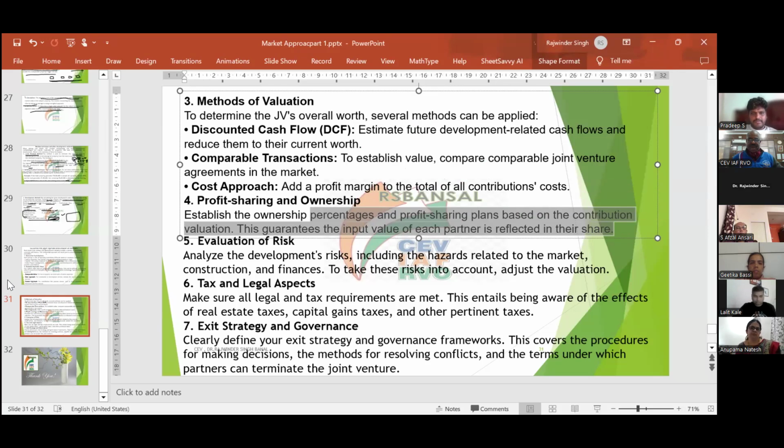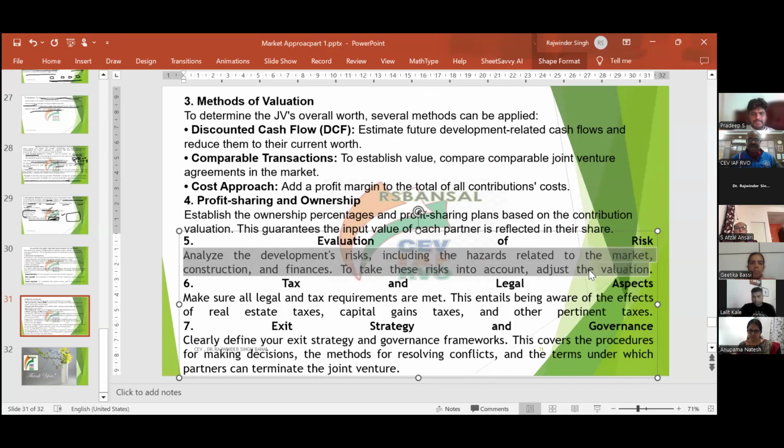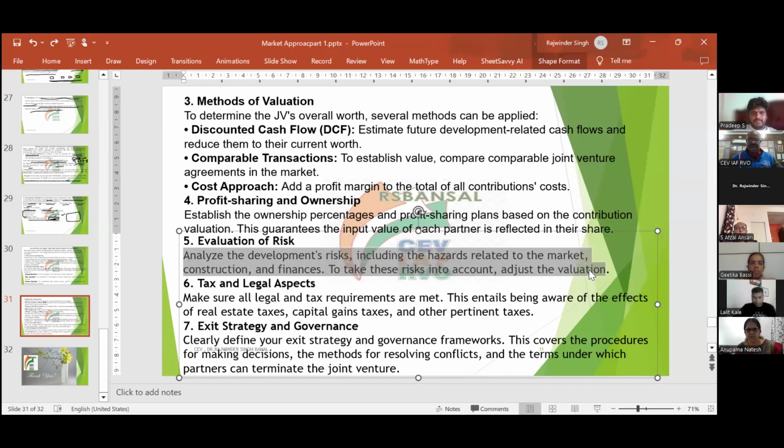Then evaluation of risk. This is most important. Many times, none of us might have done this. Evaluation of risk part. Everyone might have done some method or other, but this part, no one has done. Evaluation of risk, that is the CAPM model, calculation of beta, etc.